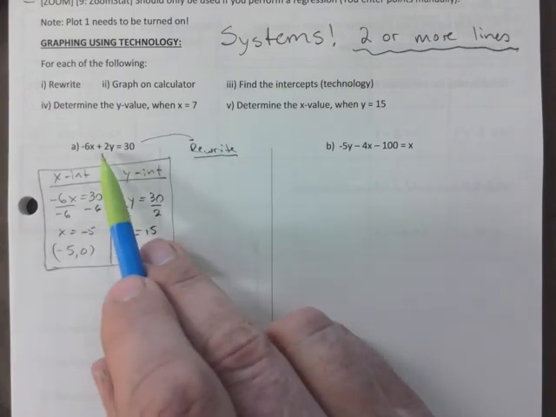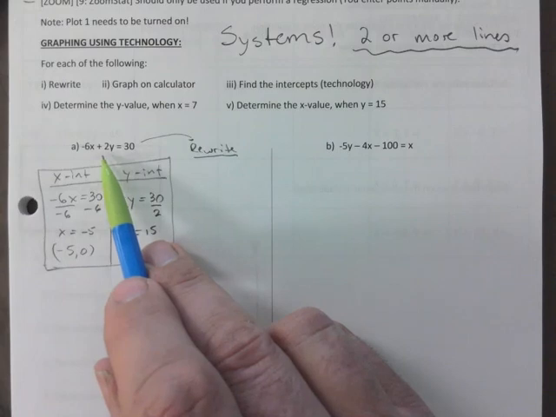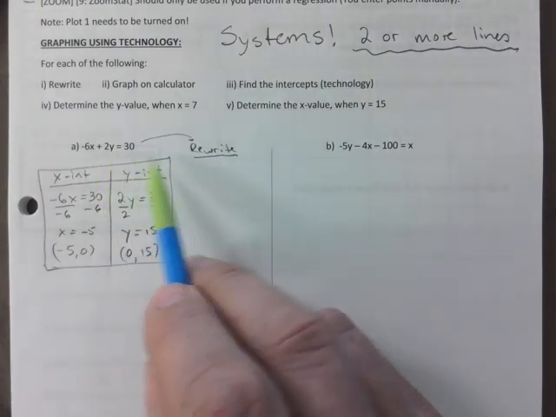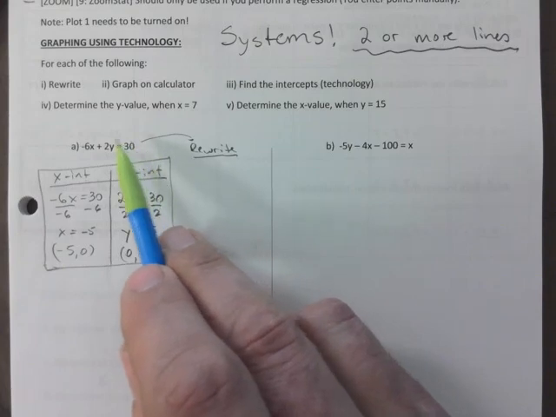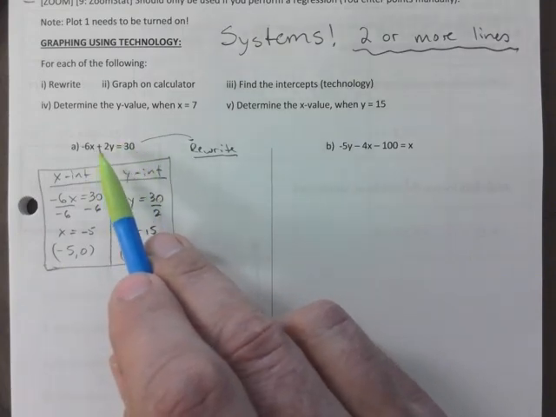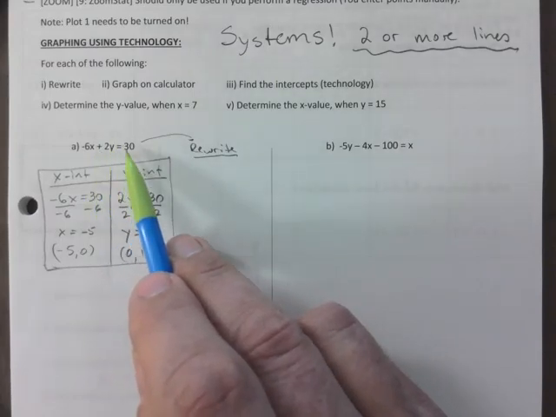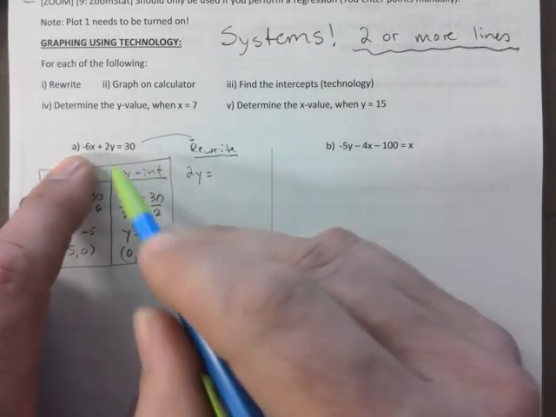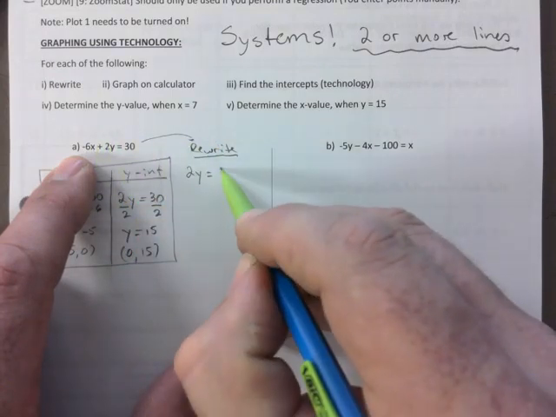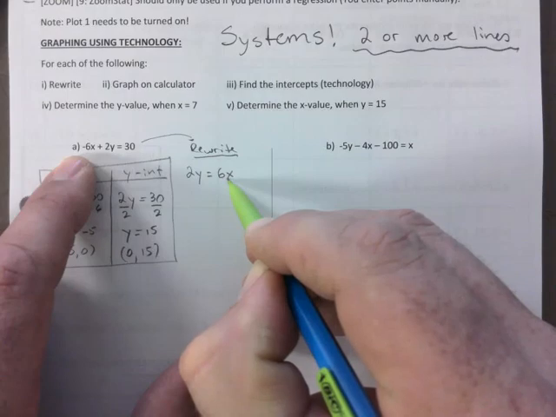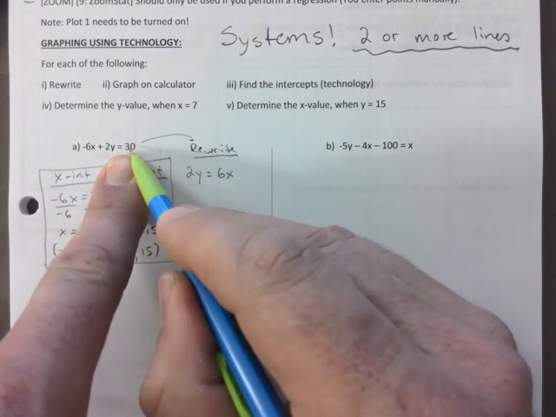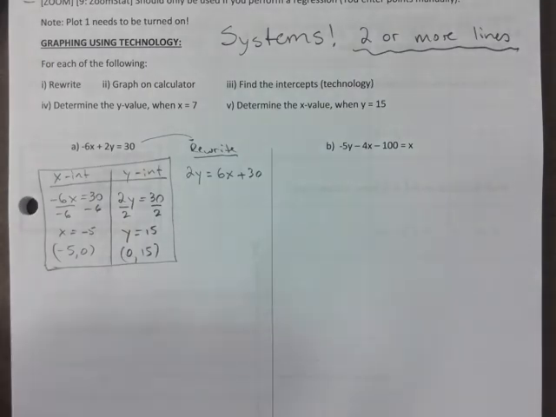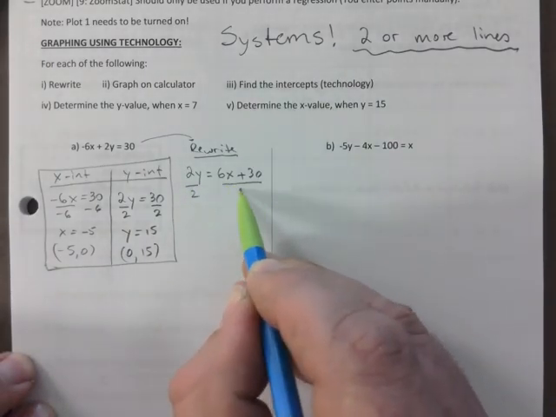Question, is this going to be a vertical, horizontal, or diagonal line? It has x and y, right? And they're all on one side. It's not like I have to bring stuff like an x or a y over where things are going to cancel out. It's not going to happen, right? There's x, y, and a number. It's a diagonal line. So we're going to rewrite. So we have the 2y, and the 6x comes over to the right side, and it used to be negative, now it's positive. The 30 is already on the right-hand side. So keep the sign it has. Divide both sides by 2.